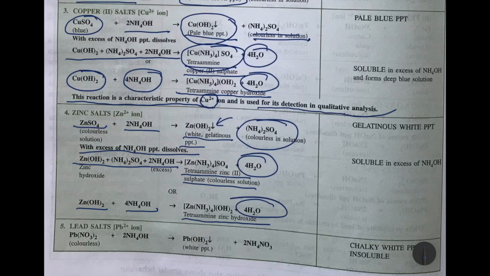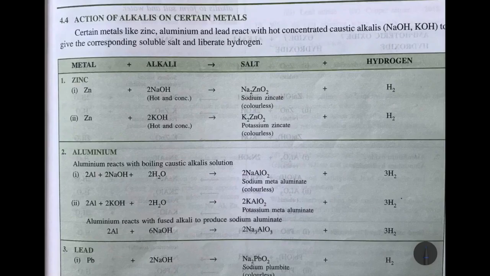Now lead salts, if you take lead nitrate, which is again colorless, and add ammonium hydroxide to it, a white precipitate is formed, which is lead hydroxide, and ammonium nitrate is formed. Certain alkalis react on certain metals to form a soluble salt and liberate hydrogen. Okay, like metals like zinc, aluminium, and lead. And remember, when we take the alkalis, it must be hot and concentrated.